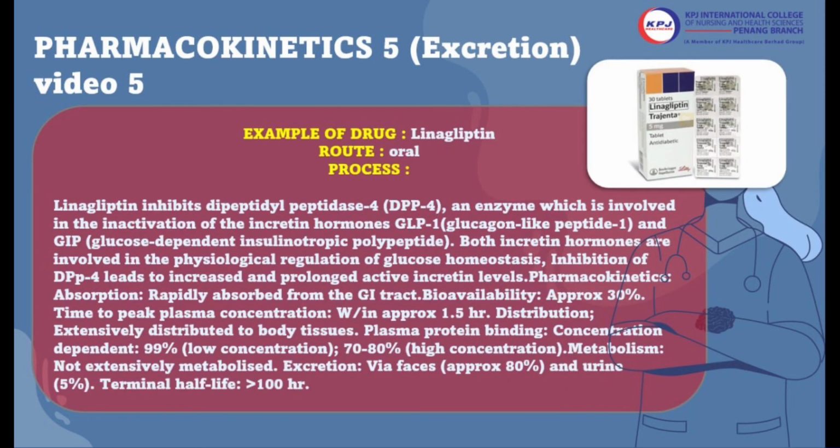The example of a drug is linagliptin, and the route is oral. Linagliptin is an inhibitor of the enzyme involved in the inactivation of the incretin hormones. The pharmacokinetics: for absorption, it is rapidly absorbed from the GI tract, and the bioavailability is approximately 30%. The distribution is extensive to body tissue, with protein binding depending on concentration, 99% at low concentration and 70 to 80% at high concentration. It is not extensively metabolized, and excretion is feces approximately 80% and urine 5%.